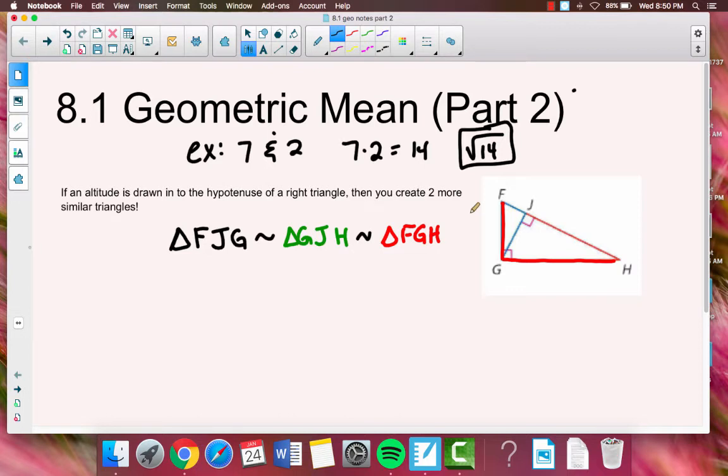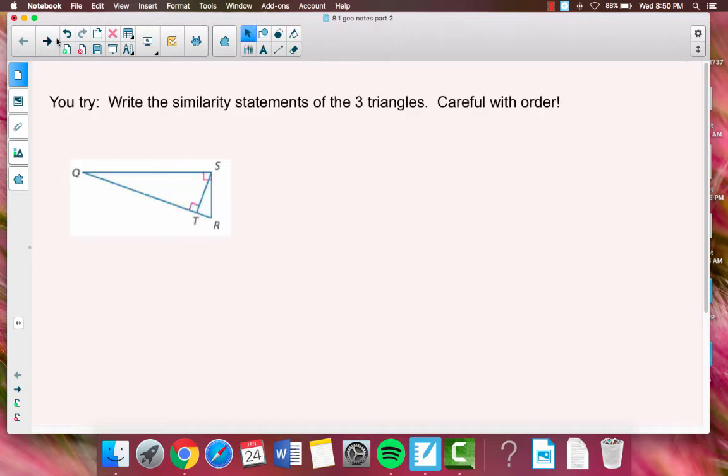So I want you guys to go ahead and try this example here. We have three triangles in this picture, the smallest, the medium, and then the largest. I want you guys to write your similarity statements and then check your answer and see how you did.